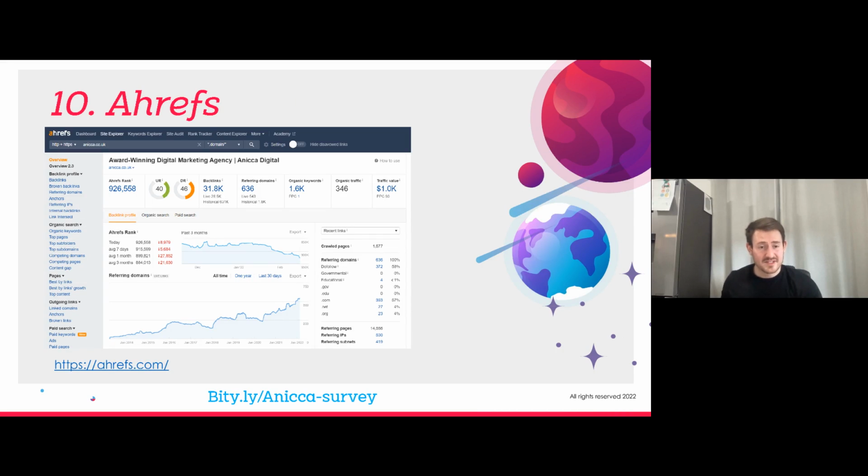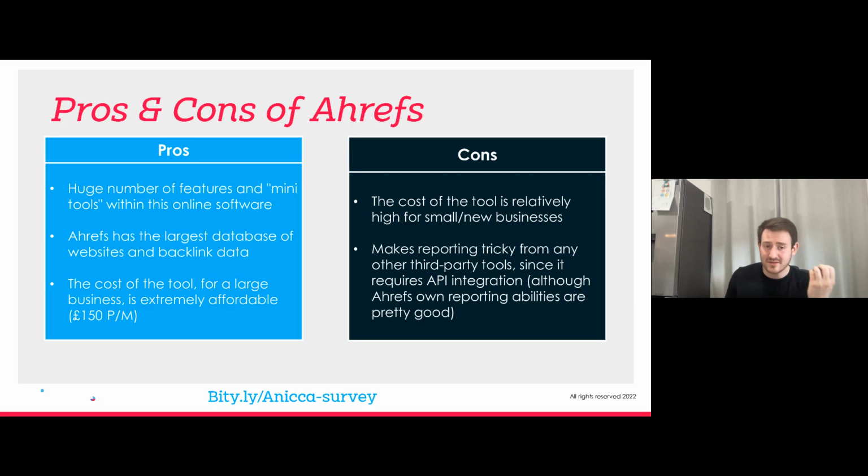So number 10 is Ahrefs. Ahrefs is another fantastic SEO tool. It has huge amounts of features, and what we've called mini tools, essentially. It has so many different elements within that tool that can help you discover information about your business. And it also has the largest database of websites and competitor websites, and also of backlink data. So in terms of determining how many backlinks you currently have, how many backlinks your competitors have, it has the biggest amount of information available.